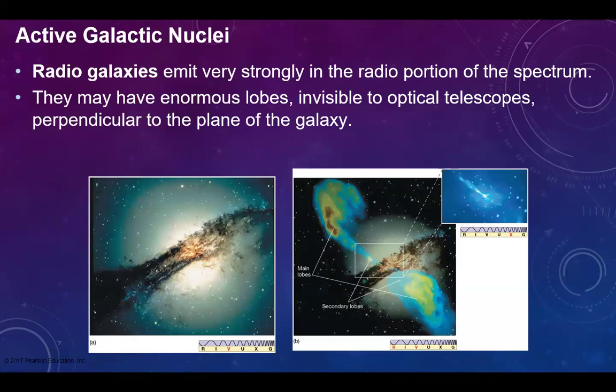So these are radio galaxies. They emit very strongly in the radio portion of the spectrum. And then in radio waves, we may see these massive lobes that are visible to optical telescopes that are perpendicular to the plane of the galaxy. So the galaxy is sort of a flat disk that's spinning and shoots out huge jets of material.